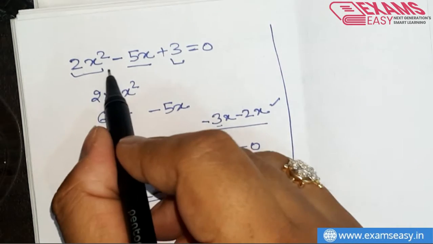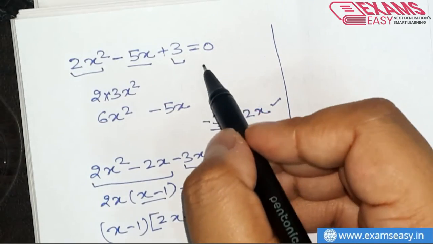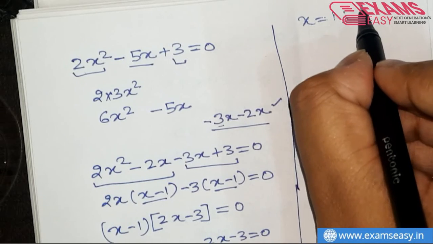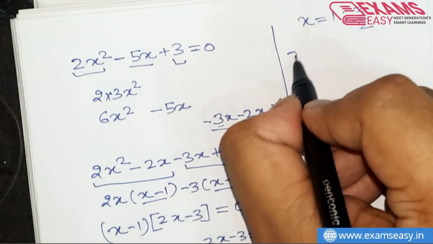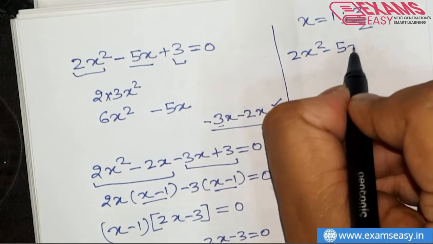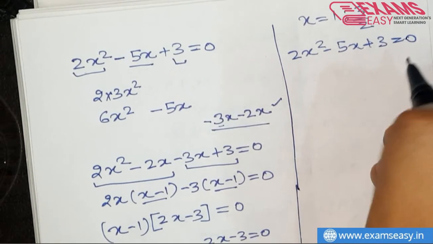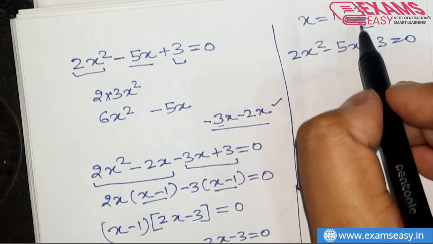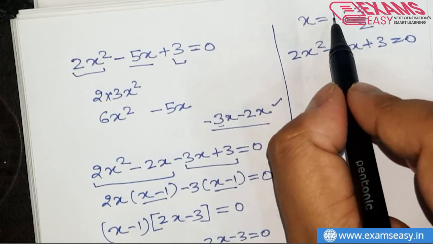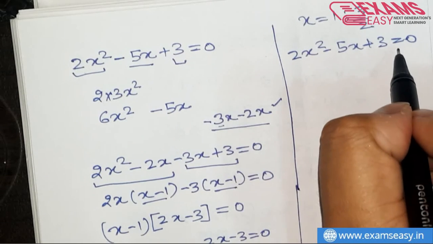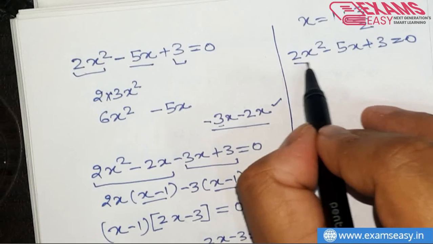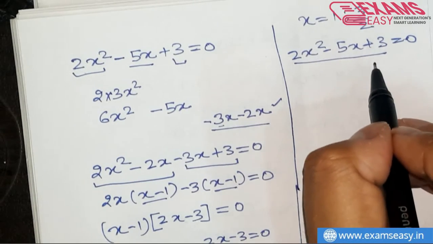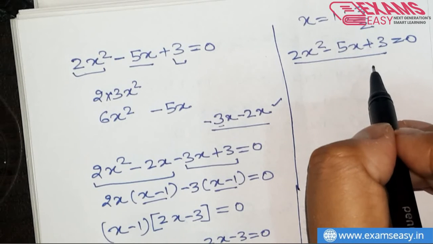So for this equation 2x square minus 5x plus 3, we found two roots, that is x equal to 1 and x equal to 3 by 2. For this equation 2x square minus 5x plus 3 equal to 0, we need to find out whether we found the correct roots or not. So this can be checked by putting the value of x in this expression. If this expression after putting the value of x becomes 0, then we can say that we have found the correct root of the equation.